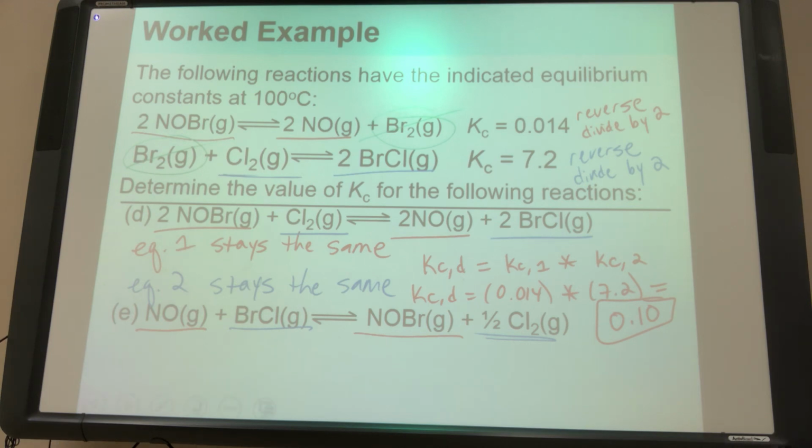All right, so now we want to do the math. So let's look at the math. So for equation 1, I have to divide by 2 and reverse. Okay, so let's talk about what that looks like. So if we reverse, that's the 1 over KC, and if I divide by 2, that's the square root. So for equation 1, let's manipulate this number first before I deal with the fact that I'm going to add these equations together. So for equation 1, I need to do 1 over the number and the square root. So that's going to be 1 over 0.014 and square root, which gives me 8.4515.